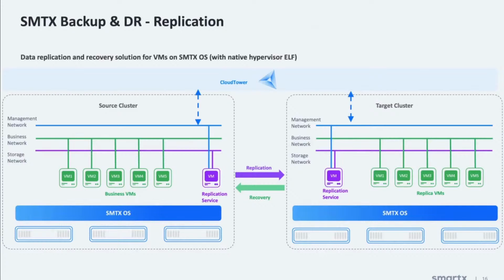Additionally, we have introduced backup and disaster recovery 2.0. This feature enables asynchronous replication of VMs from one hyper-converged cluster to another, facilitating prompt recovery when needed. It's agentless, and with the Cloud Tower management platform, users can conveniently manage everything by a single interface.